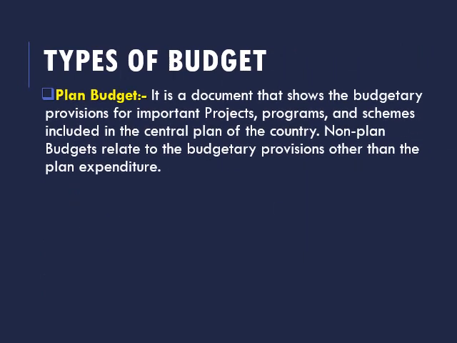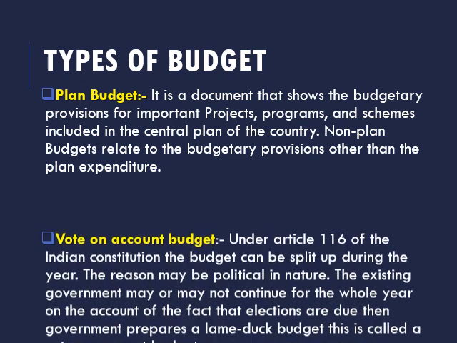Thereafter we have planned budget. Planned budget is a kind of document which shows projects, programs, schemes, including the central plans, non-plans, everything. This will show the planned receipts and expenditure of a country. So that's why we call it a planned budget.